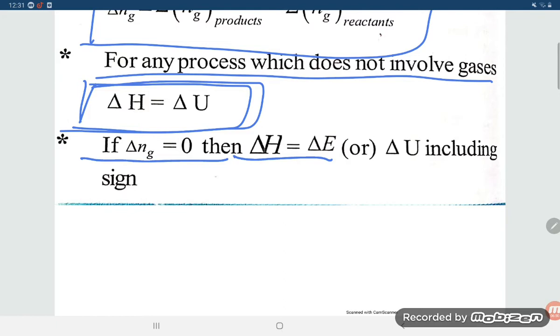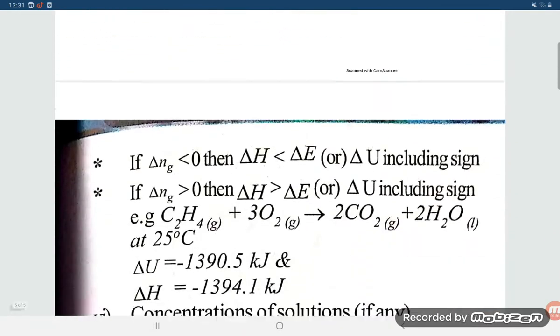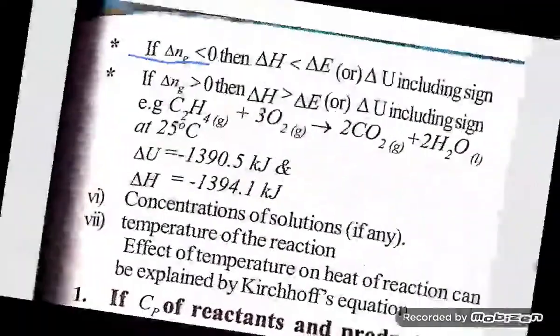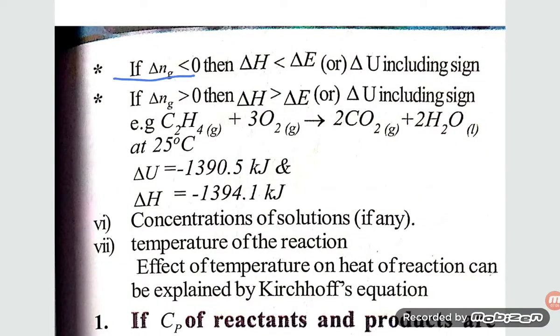That is, work done is 0. So enthalpy and internal energy will be the same, including the sign. Next one, if delta ng is less than 0, then internal energy is more than enthalpy, that is U including sign. If delta ng is more than 0, then delta H will be more than delta E, that is, internal energy including sign.